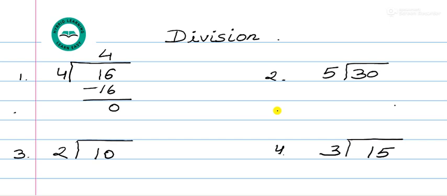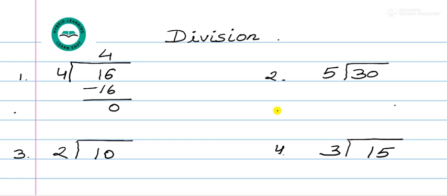Same way in the second one. 30 divided by 5. We will say our 5 times table up to 30. We will stop at 30. So 5 times 1 is 5. 5 times 2 is 10. 5 times 3 is 15. 5 times 4 is 20. 5 times 5 is 25. 5 times 6 is 30.